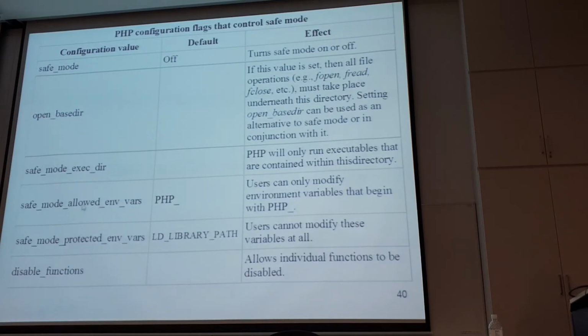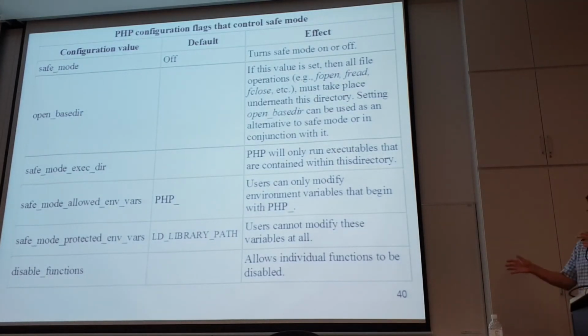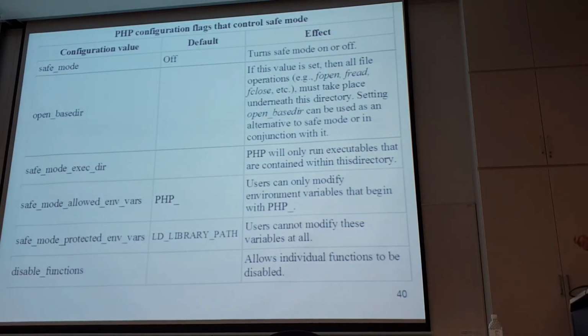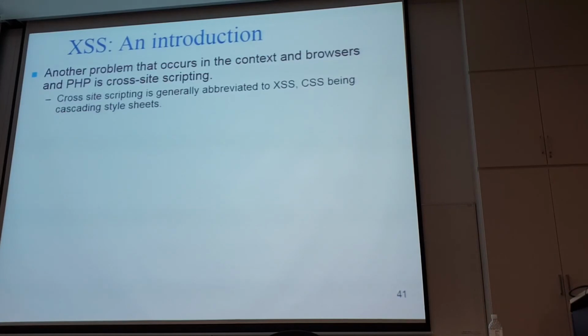You can also specify which variables can be modified by the user and which variables cannot be modified by the user. For example, you can say the path cannot be modified by the user. In this case, we can prevent a user from changing the path to a malicious location or a malicious website and so on. So you can set the safe mode to prevent some of these problems.